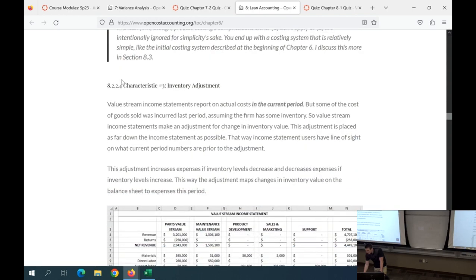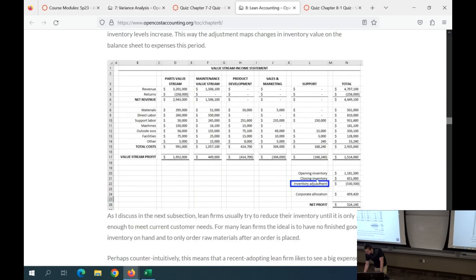So the last thing to say is that the last characteristic that exemplifies value stream income statements is an inventory adjustment. All right, so that's the idea down here. We have our opening inventory value and the closing inventory value and an adjustment based on that, which is going to affect net profits. So what that is reflecting is the idea that some of our income statement is affected by the fact that we have released value from the balance sheet by moving inventory values from high to low. And we want to single that out.